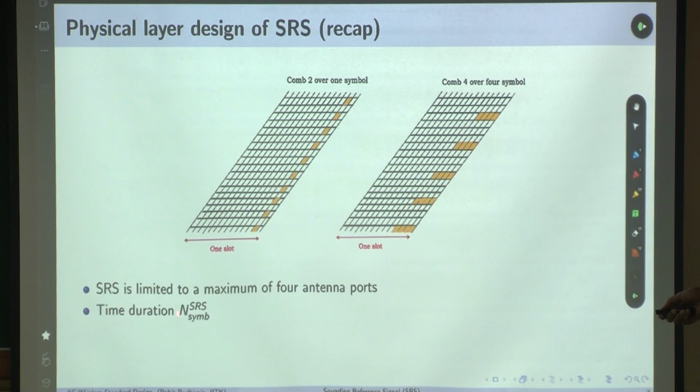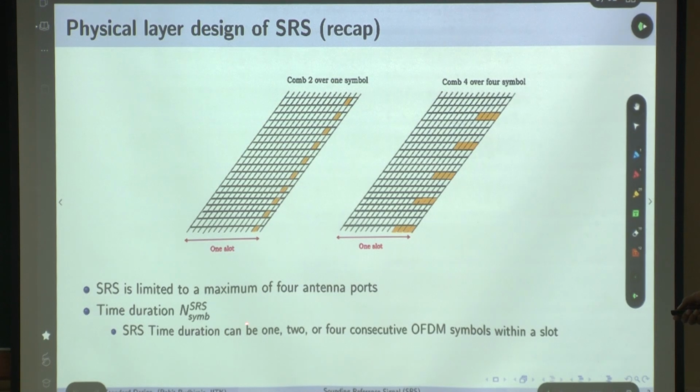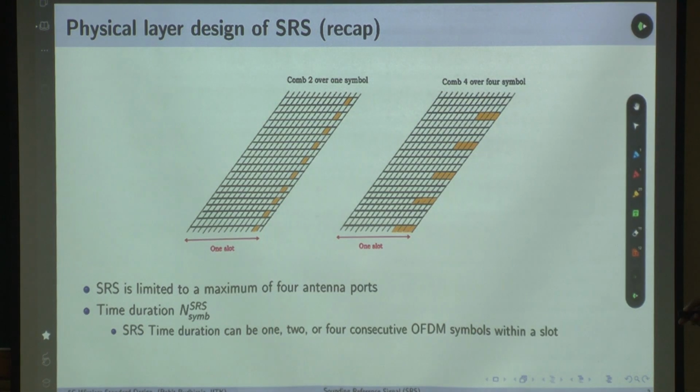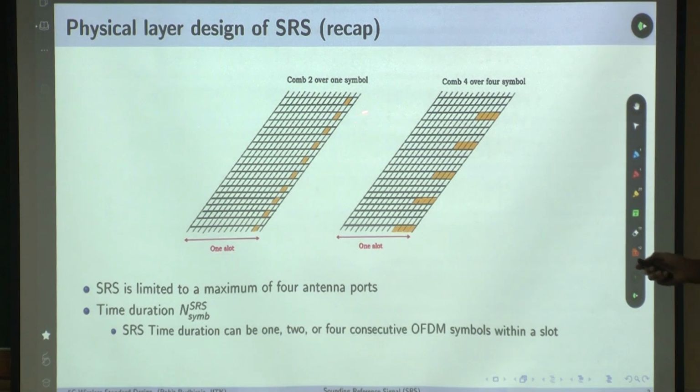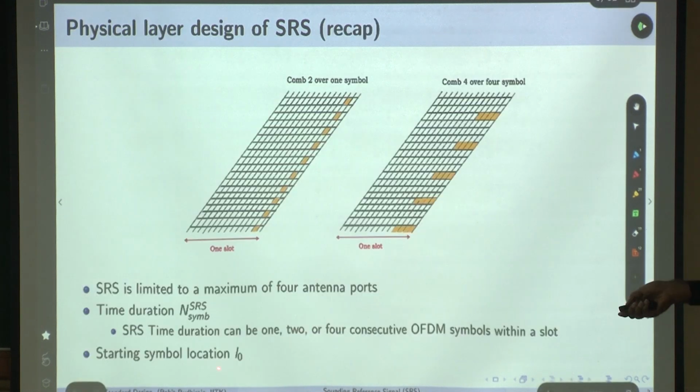Now this is the time duration of SRS, in terms of symbols. It can be 1, 2 or 4 consecutive OFDM symbols within a slot. If you look at it, how many consecutive symbols are here? There is only 1 symbol here, and here it is 4 SRS symbols. We will see today why these 4 consecutive SRS symbols are there, why you need to repeat the symbols like this. The reason will become clear in today's class. The starting symbol is L0, so it starts from some symbol and continues up to 1, 2 or 4 symbols consecutively.